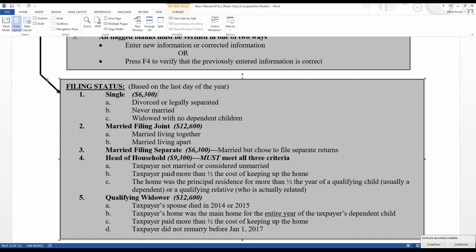And yes, you are paying all the bills. However, the tax definition of head of household is you pay all the bills, or at least pay half the bills, and you have to have a dependent child living with you, so you're supporting that child too. So that's the tax definition of head of household.